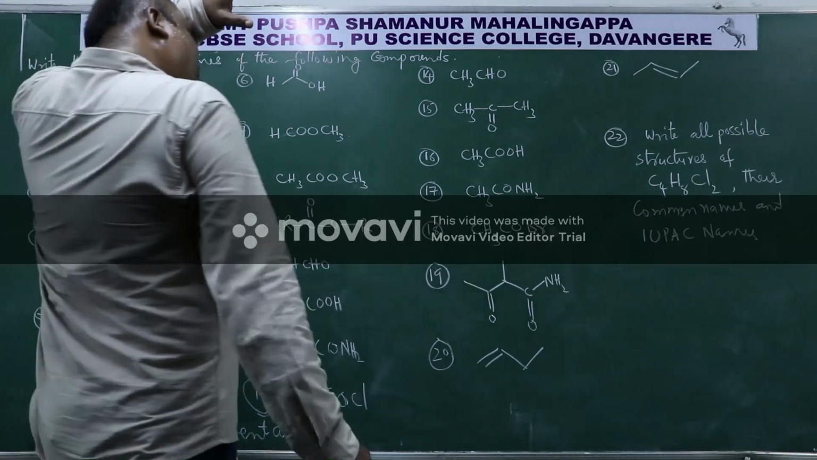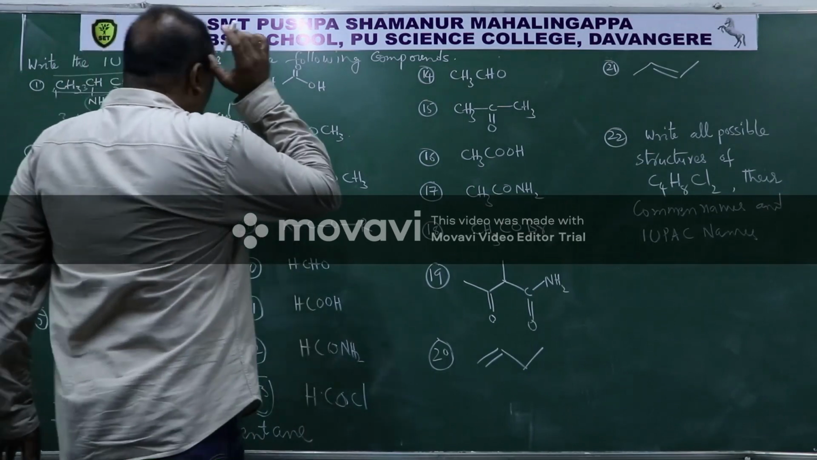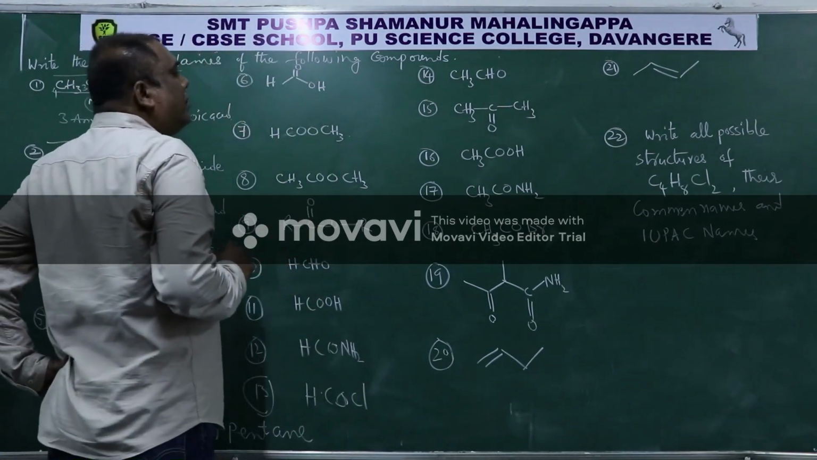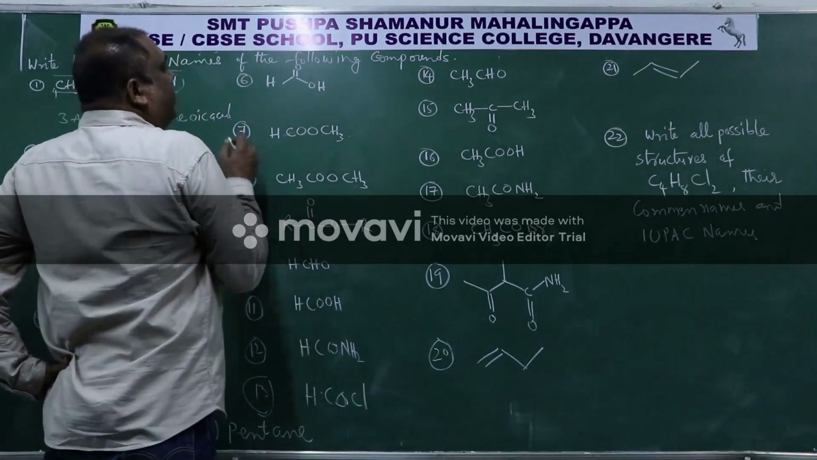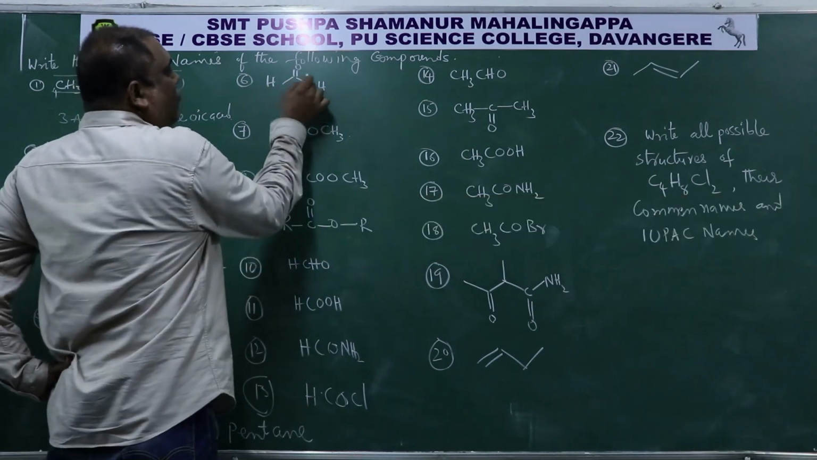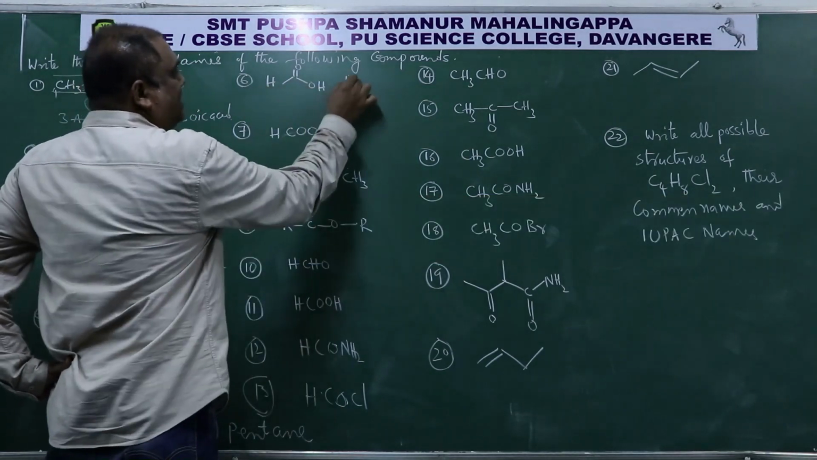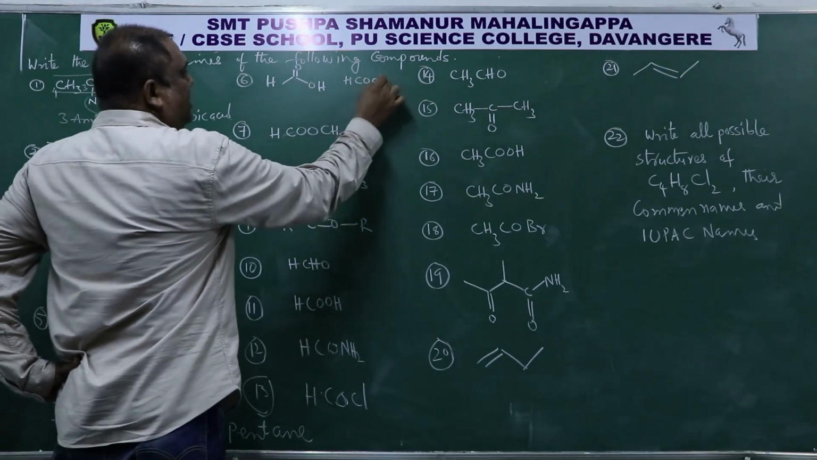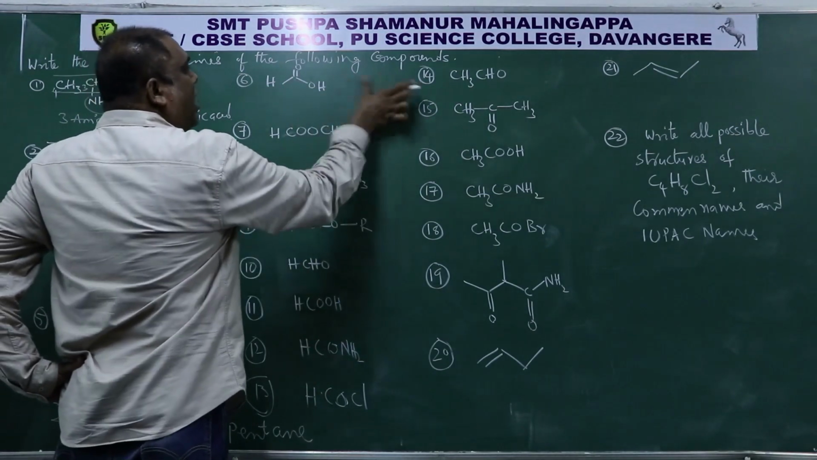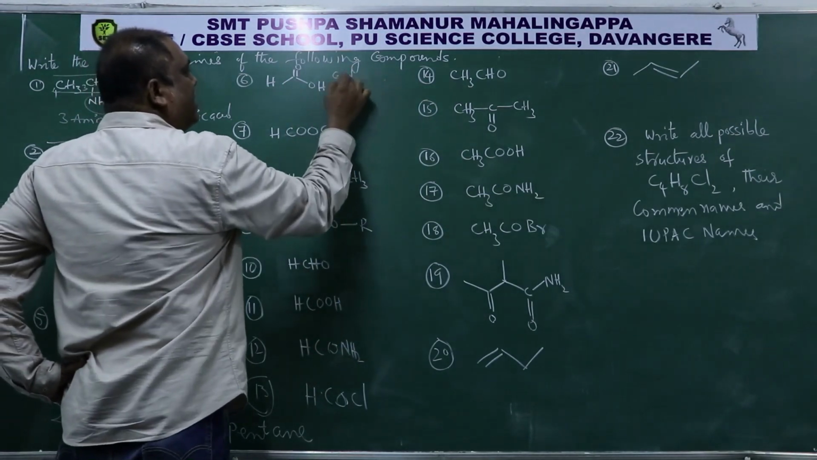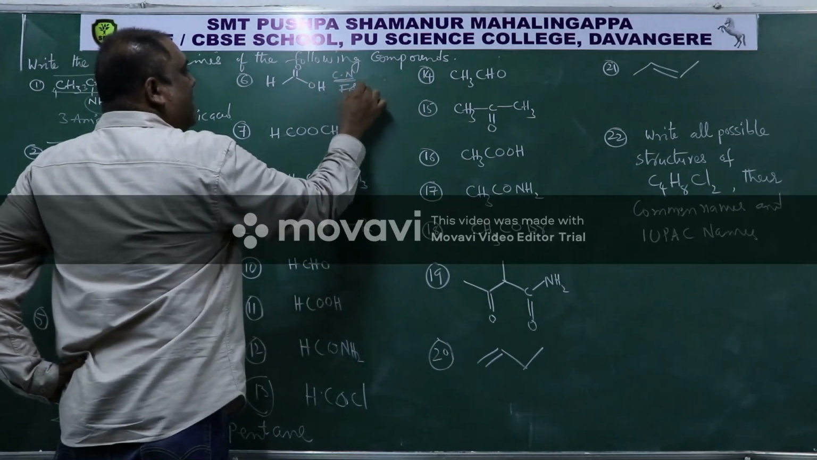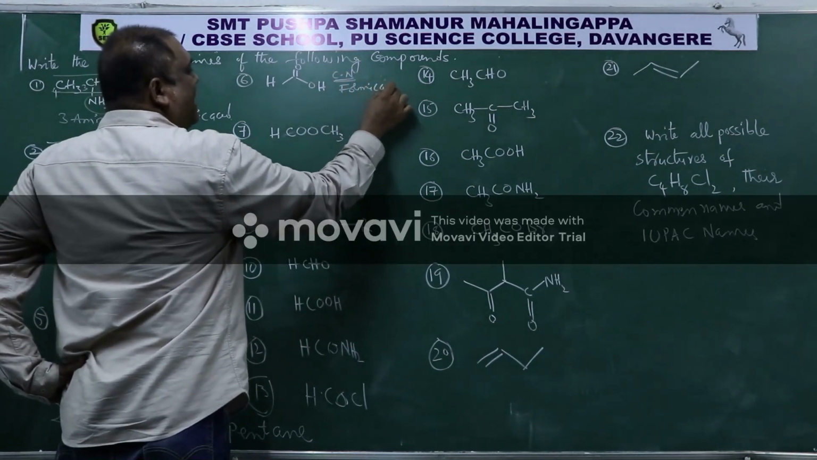Then, let us see this. Now, its common name, it is actually HCOOH. HCOOH, the common name is formic acid. Formic acid.